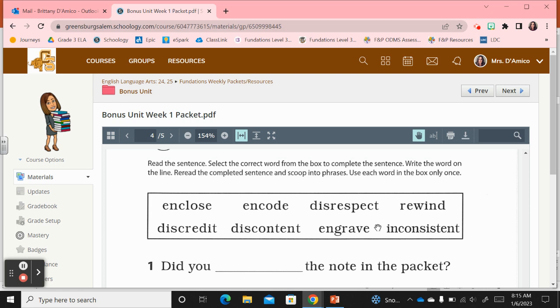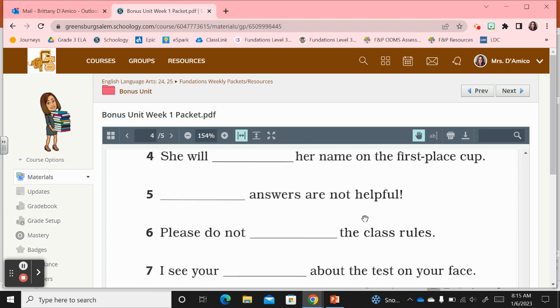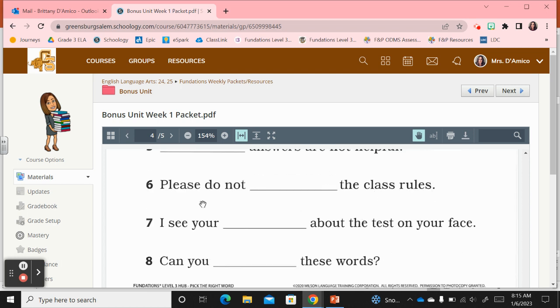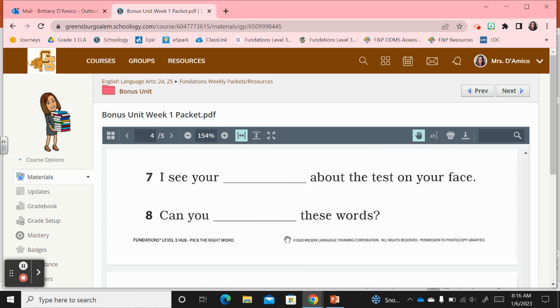Okay. Number 6, please do not blank the class rules. Well, we've used enclose, we've used discredit, we've used engrave and rewind and inconsistent. So we have these 3 left, maybe. Oh, if you don't follow them, that means you are disrespecting the rules. So I believe number 6 is disrespect. Please do not disrespect the class rules. That's how I would scoop that sentence. Number 7, I see your blank about the test on your face.